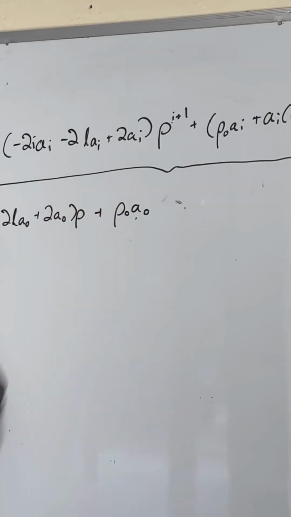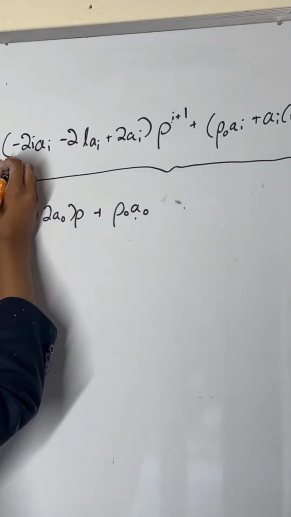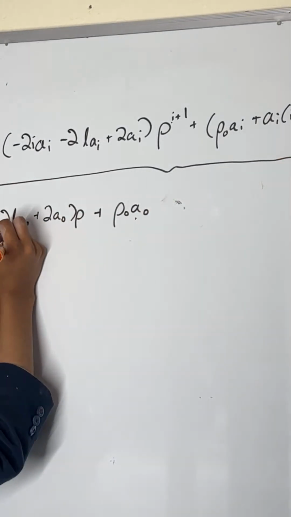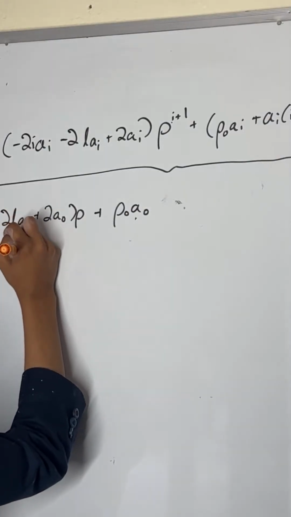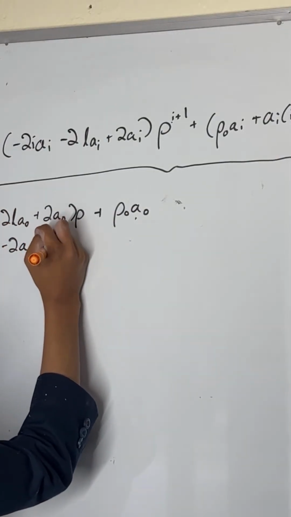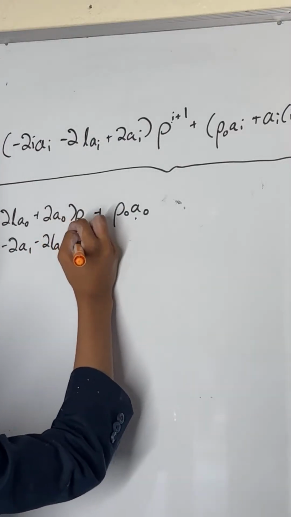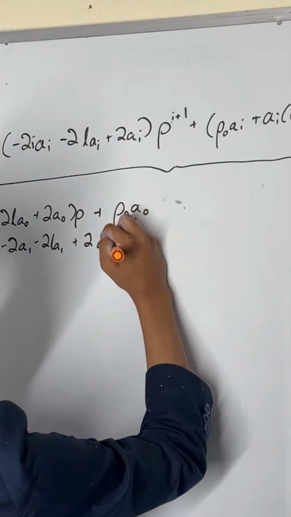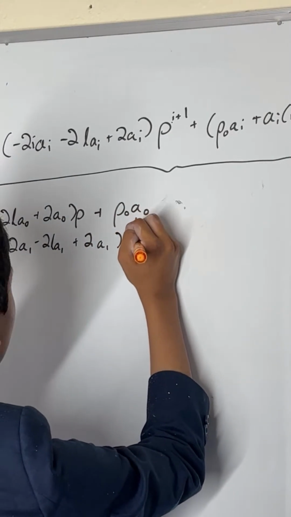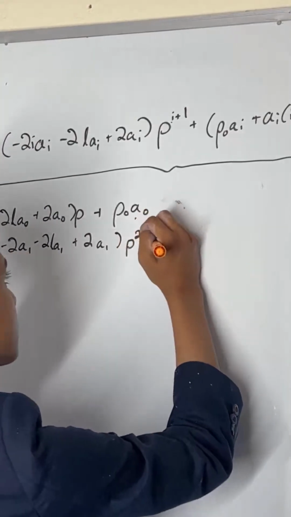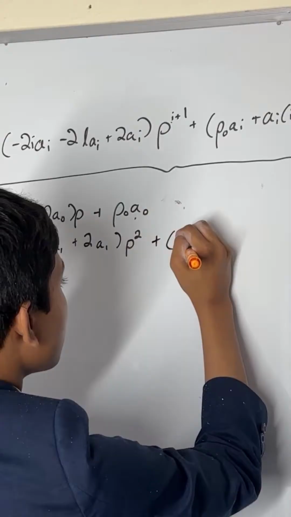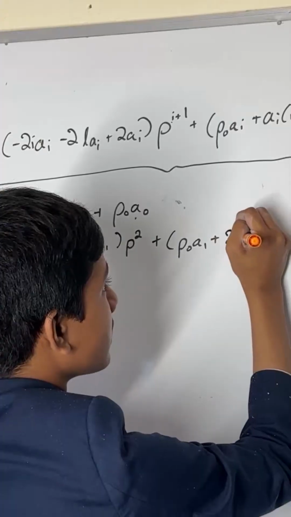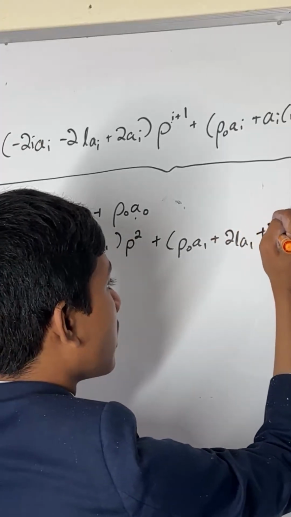What's i equals 1 going to be? Well, this term is going to be added. Still no news with this guy, but these two terms are going to be added. So we get minus 2 A1 minus 2L A1 plus 2A1 rho squared. Yeah, that seems about right. Plus rho naught A1 plus, that's still going to disappear, 2L A1 plus 2A1 rho.